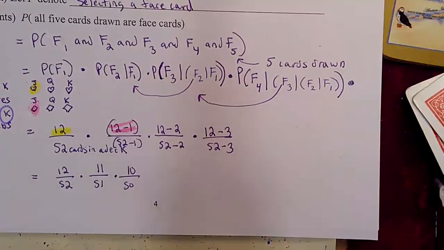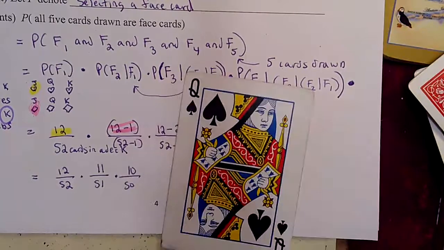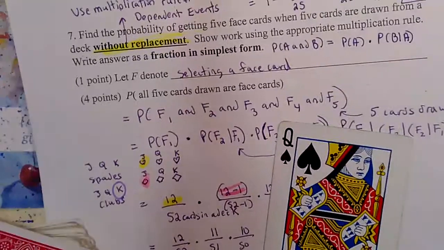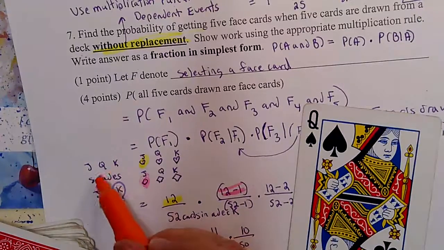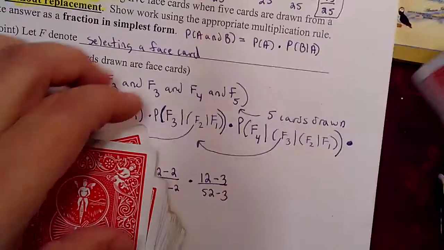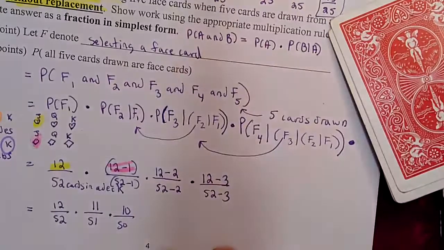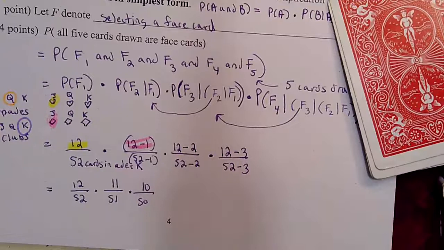Okay, and then let's say you picked out, so we picked out 3 of them already. Let's say we picked out, let me find a spade. Here's a spade. Let's say now we picked out the queen of spades. Okay? And we're not replacing it. So see, we're putting it over here. You have 4 of them. And now you have this deck now.